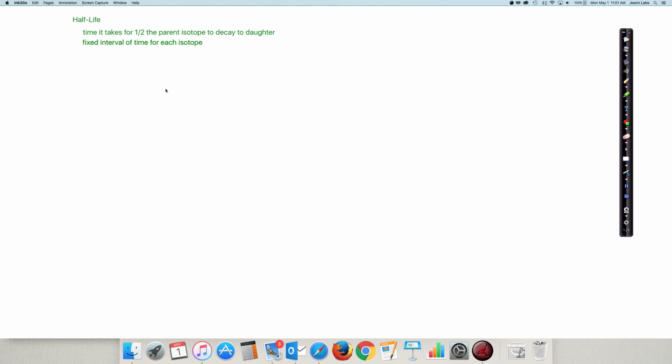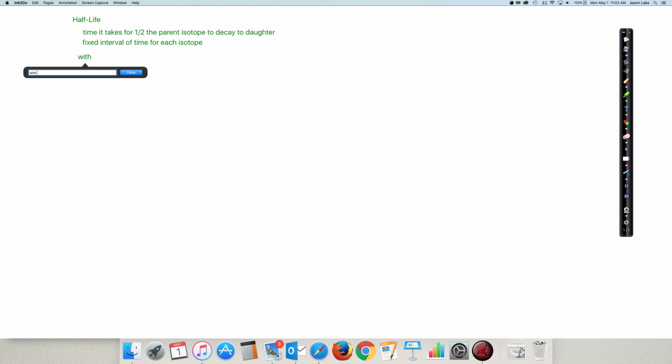So for carbon-14, it's 5,730 years. It will always be 5,730 years. It will never change. Temperature, pressure, time does not affect the half-life. It is constant. That's what fixed interval means.